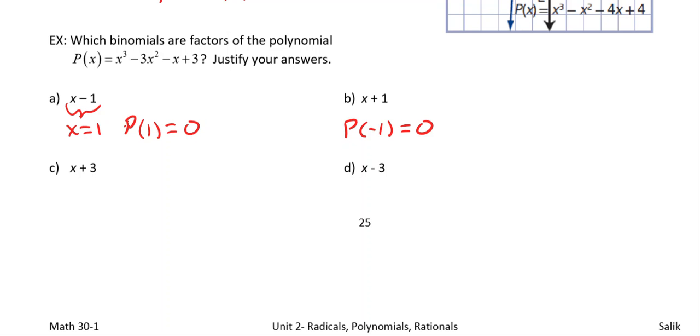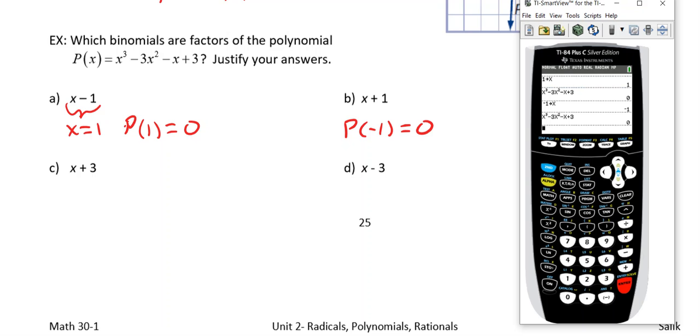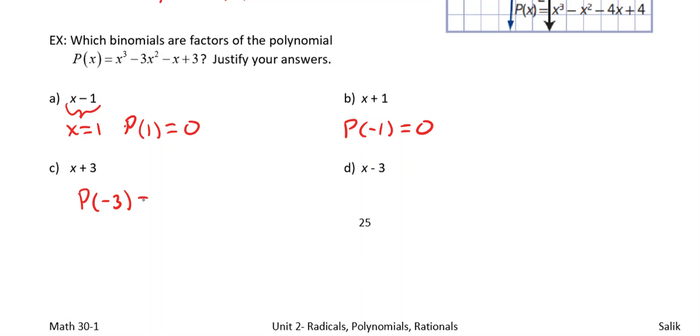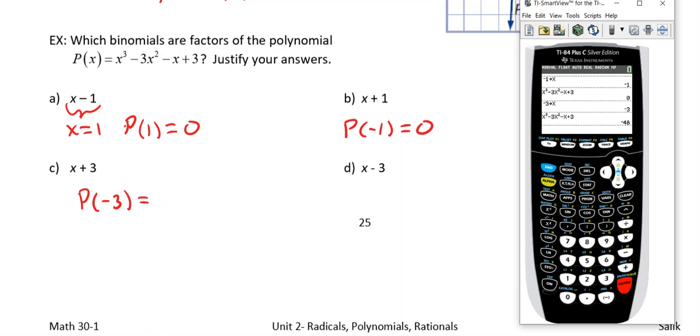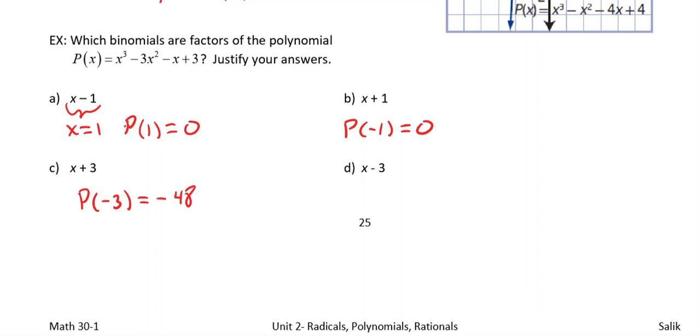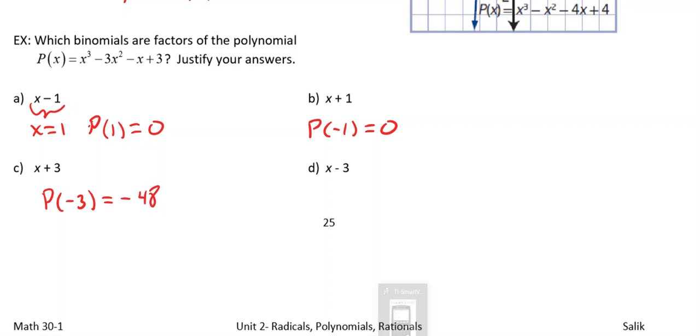And then let's try -3. So I'll go -3, store for x, enter. Go back up and grab my polynomial, and then enter. It comes out as -48. So p of -3 is -48, so that is not a factor. You guys kind of get that this is way quicker than it would have been before and way less likely to make a mistake.